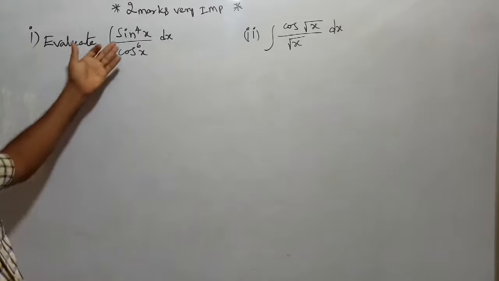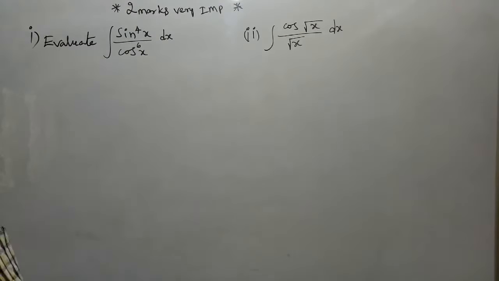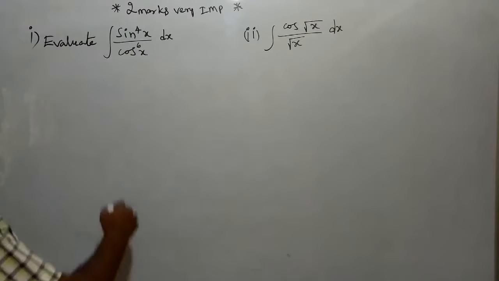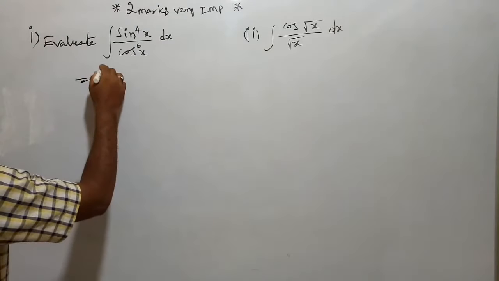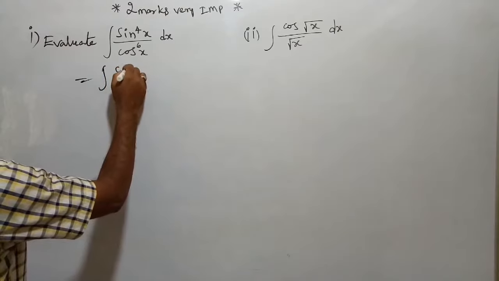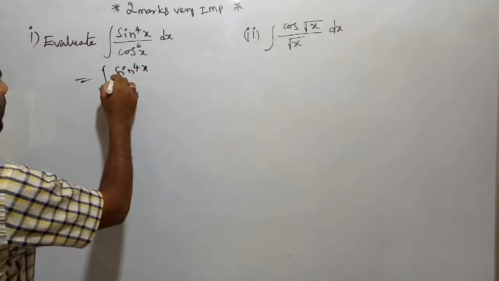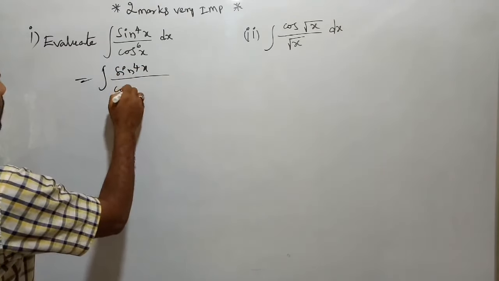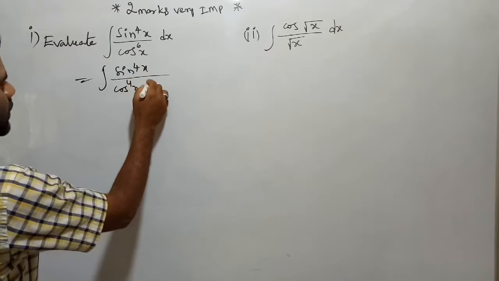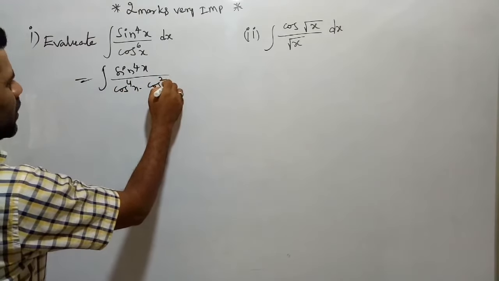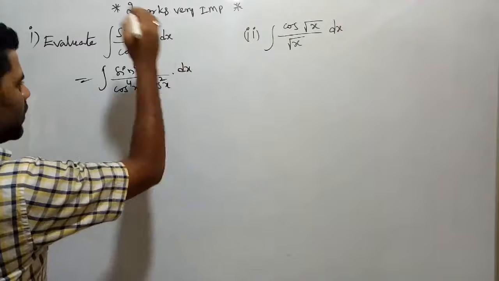First question is evaluate integral sin^4 x by cos^6 x into dx. Now integral sin^4 x by cos^4 x into 1 by cos square x into dx.